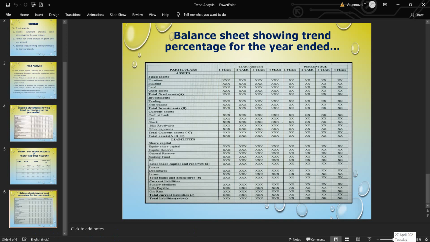The same way we can find the asset side: total fixed assets as A, total investments B, total current assets C. So total assets is A plus B plus C, you get the values. Same with the liabilities. It is represented with small a: total share capital and reserves as small a, total bonds and debentures B, and total current liabilities is C. Total liabilities is A plus B plus C. This is a format for it.